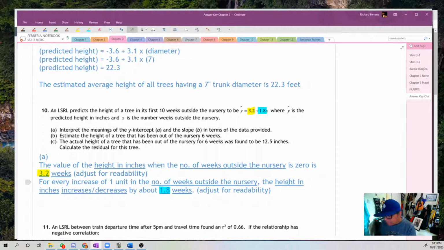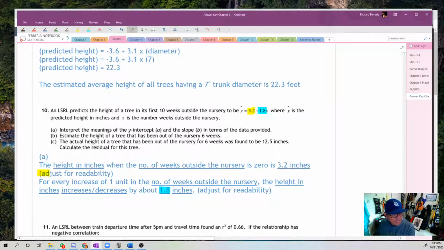I have the wrong unit here. This is not 3.2 weeks. The heights are in inches. So reading through this first interpretation, I don't think I need to know the word value of the here. That's not really necessary. So the height in inches when the number of weeks outside the nursery is 0 is 3.2 inches. Inches sounds like it's redundant because it's both here and here.